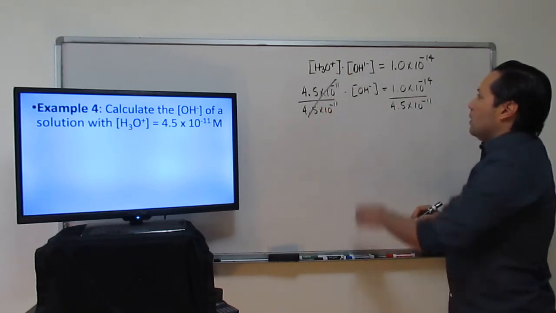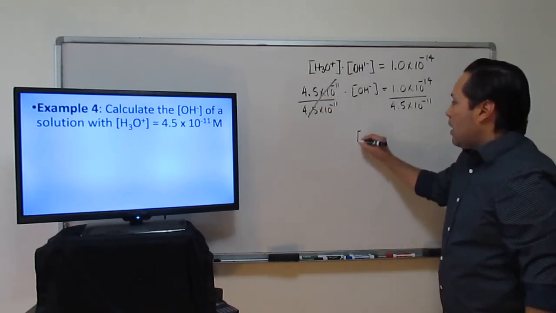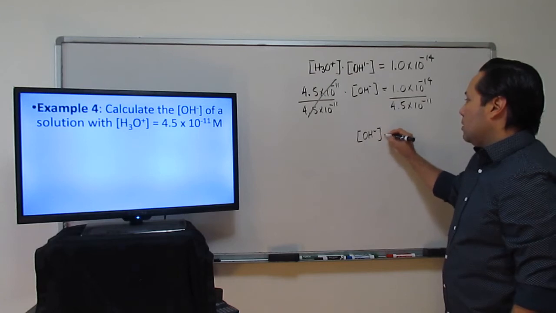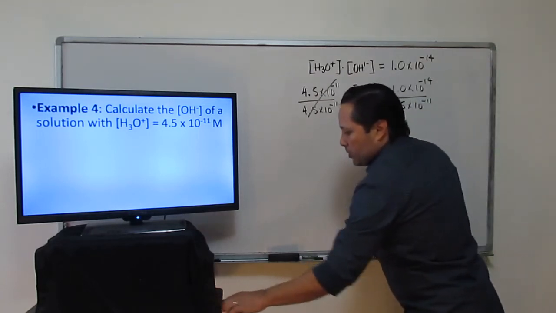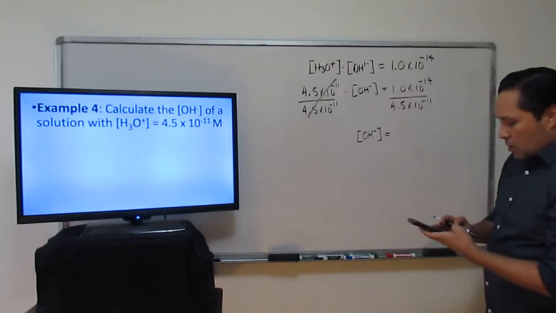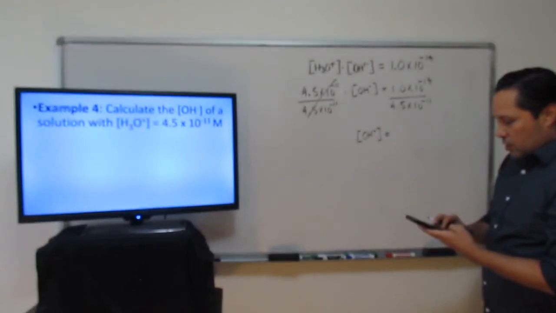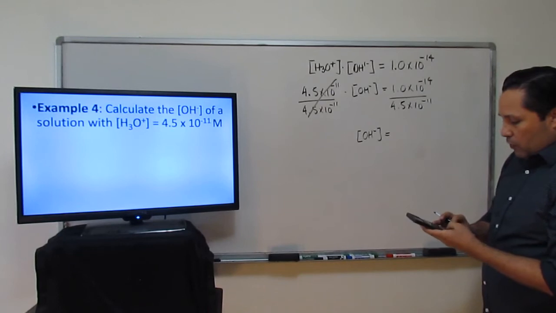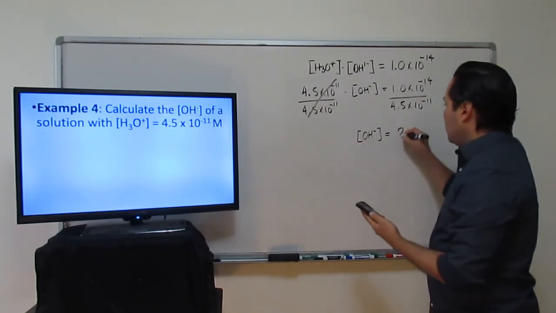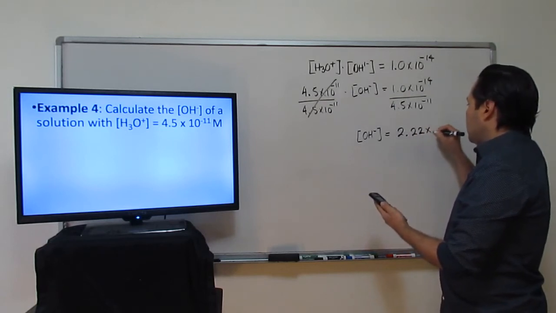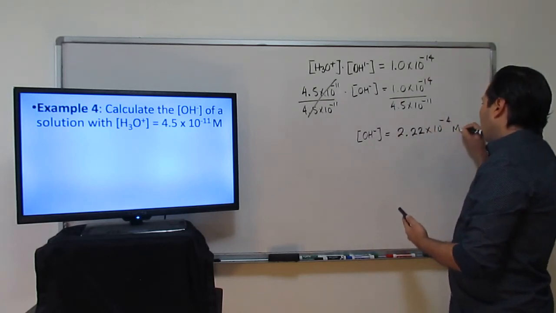And there you have it. All right, so it's going to bring down the isolated hydroxide ion. And we're going to go ahead and divide both of these numbers to get our answer. So it's going to be 1 times 10 to the negative 14 divided by 4.5 times 10 to the negative 11. So it's going to give us an answer which is 2.22 times 10 to the negative 4 molar.